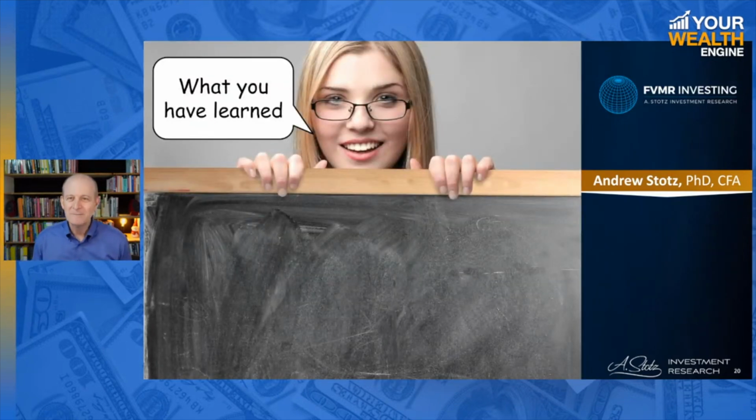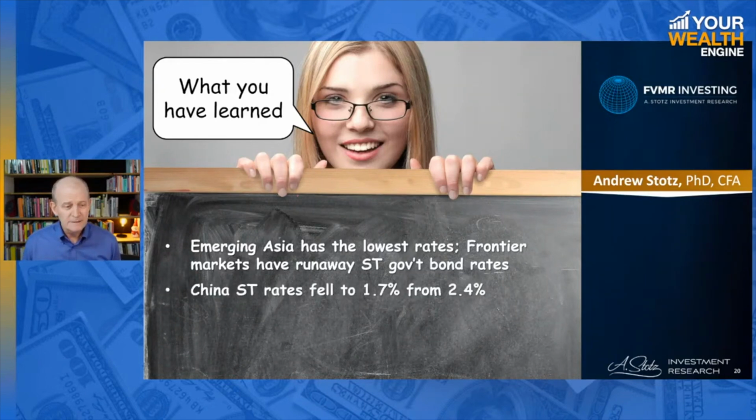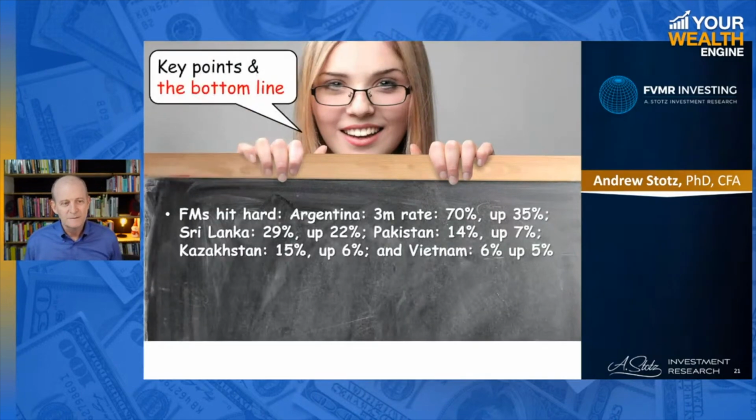So let's sum up what you've learned in this section. Emerging Asia has the lowest rates. Frontier markets have runaway short-term government bond rates. China's short-term rate fell to 1.7 from 2.4. And a slow Chinese economy could keep rates low, or recovery could rev up inflation and rates. It's a tough call, but I would go with interest rate and inflation being low in China for another 6 more months.